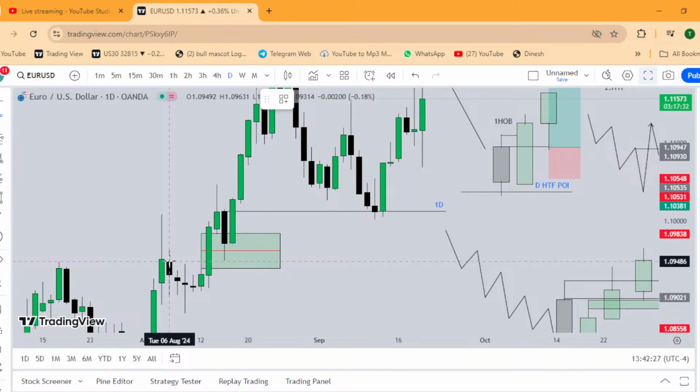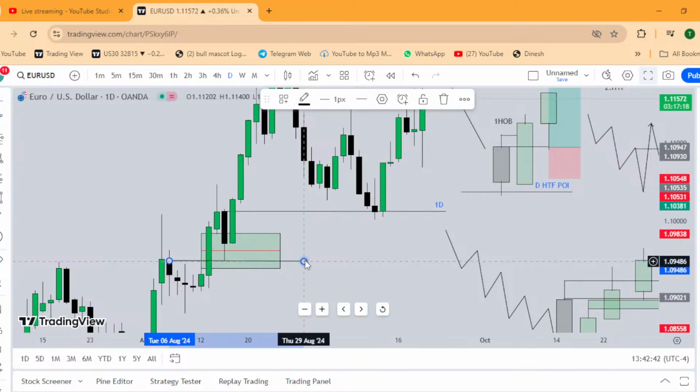From the open, price came and reacted on the order block and pushed to the upside. So this is a rejection block. Sorry, this is a propulsion block. This is an order block. So when price retested the order block, it became a propulsion block, and this was later not mitigated.